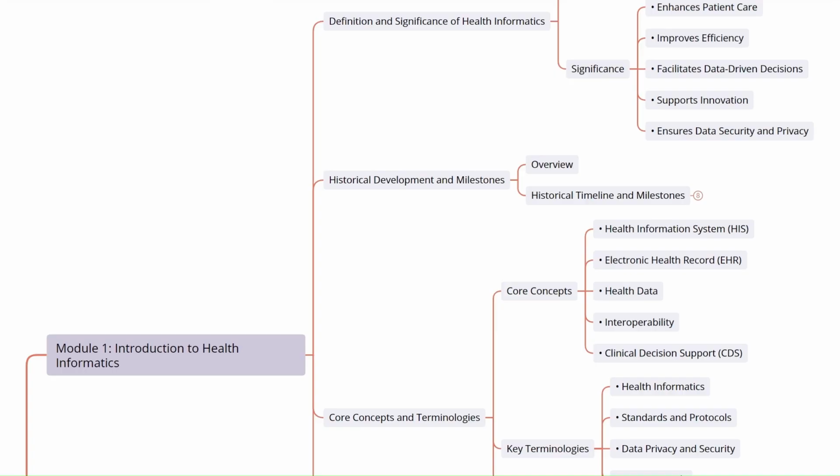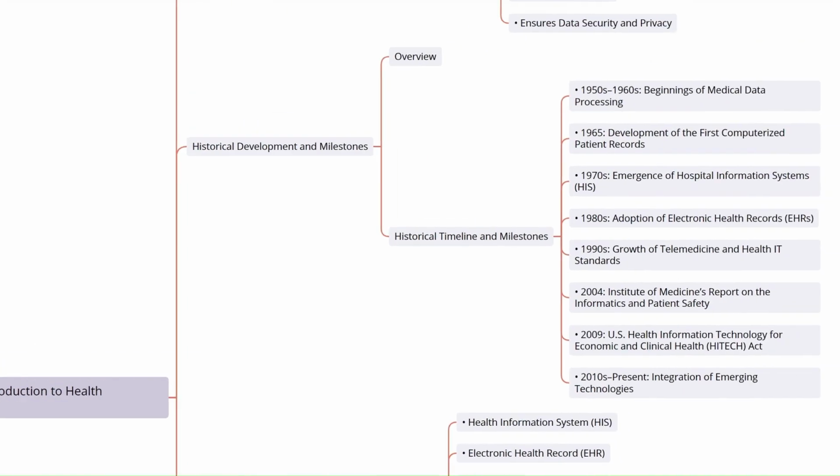Noteworthy movements include commercialization of hospital information systems in the 1970s and the rise of electronic health records in the 1990s. Today, new horizons are being explored with advanced analytics, telehealth, and artificial intelligence, continuing to shape the field.